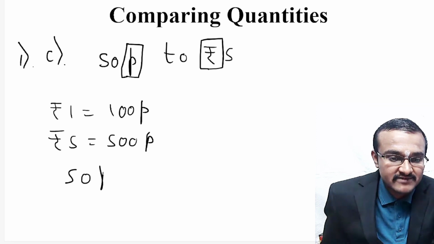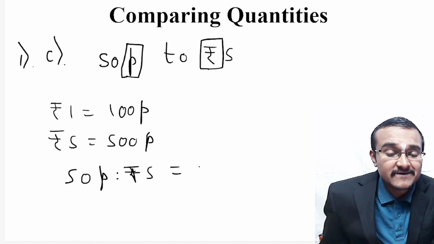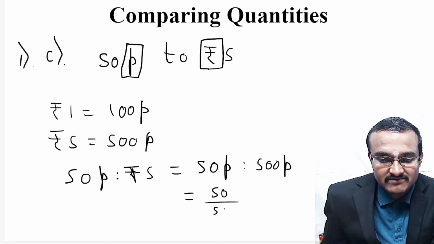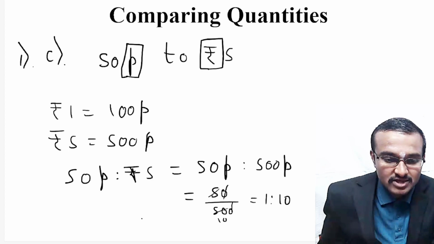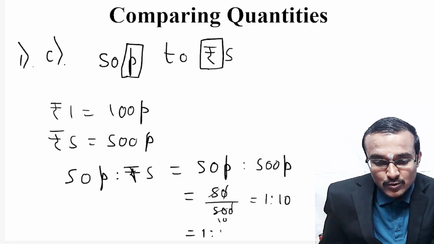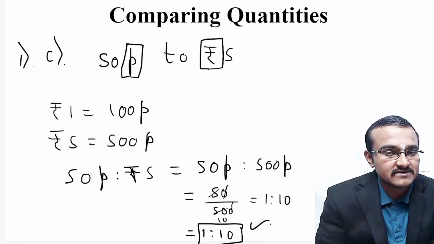So 50 paisa is to 5 rupees, and the value of 5 rupees is 500 paisa. So 50 paisa is to 500 paisa. Now you can take the ratio of these two. 50 is to 500 will be 50 by 500. 10 gets cancelled: 5 ones are 5, 5 tens are 50. So it will be 1 is to 10. So the ratio of 50 paisa to 5 rupees is 1 is to 10.